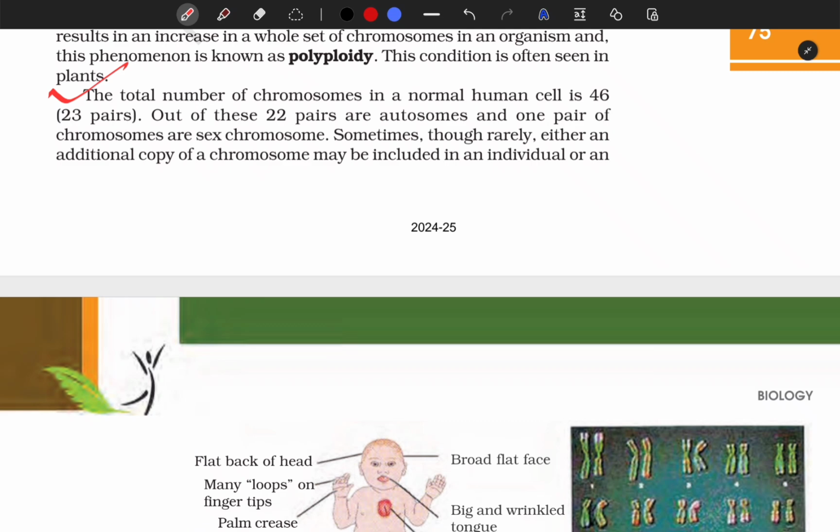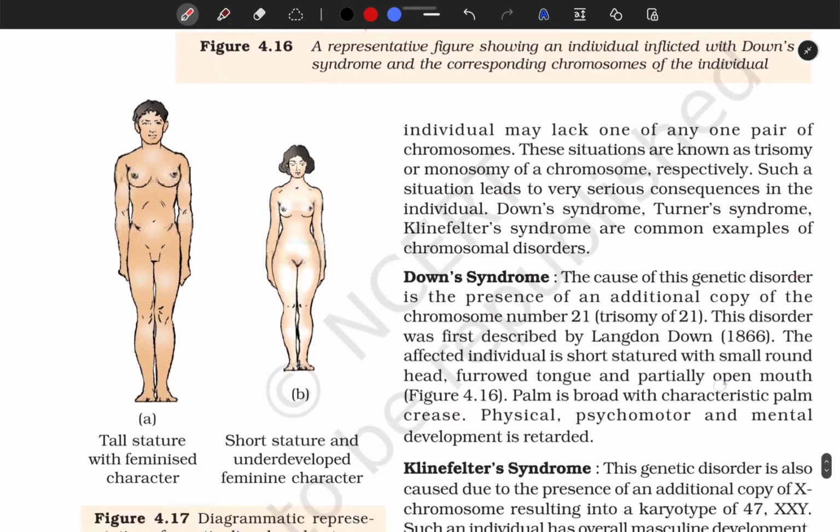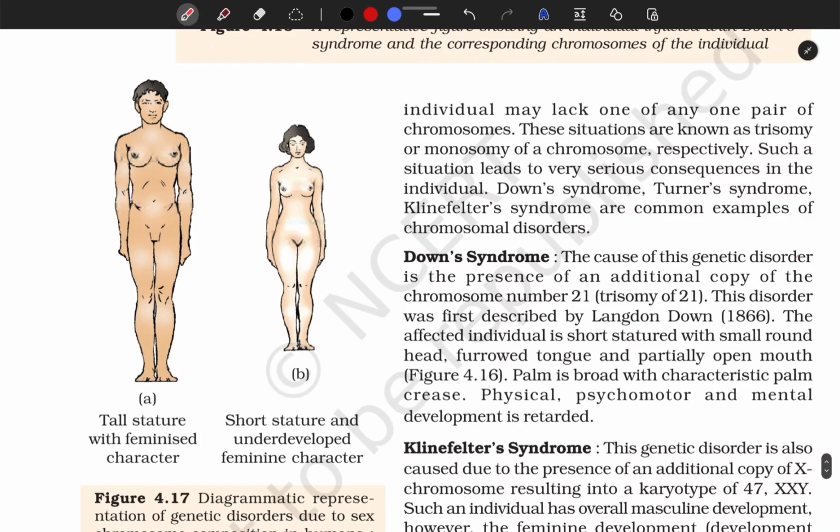Sometimes, though rarely, either an additional copy of a chromosome may be included in an individual or an individual may lack one of any one pair of chromosomes. These situations are known as trisomy or monosomy of a chromosome respectively. Such a situation leads to very serious consequences in the individual. Down syndrome, Turner syndrome, Klinefelter syndrome are common examples of chromosomal disorders. Down syndrome.